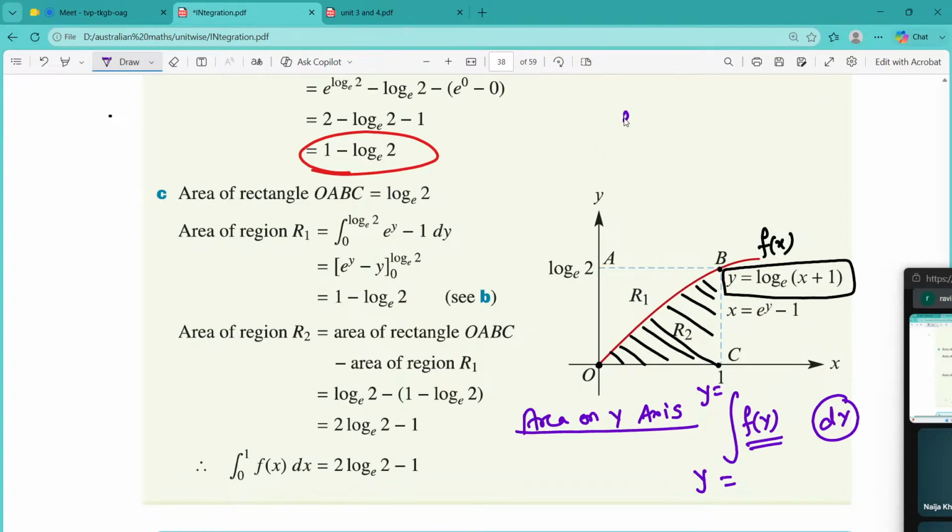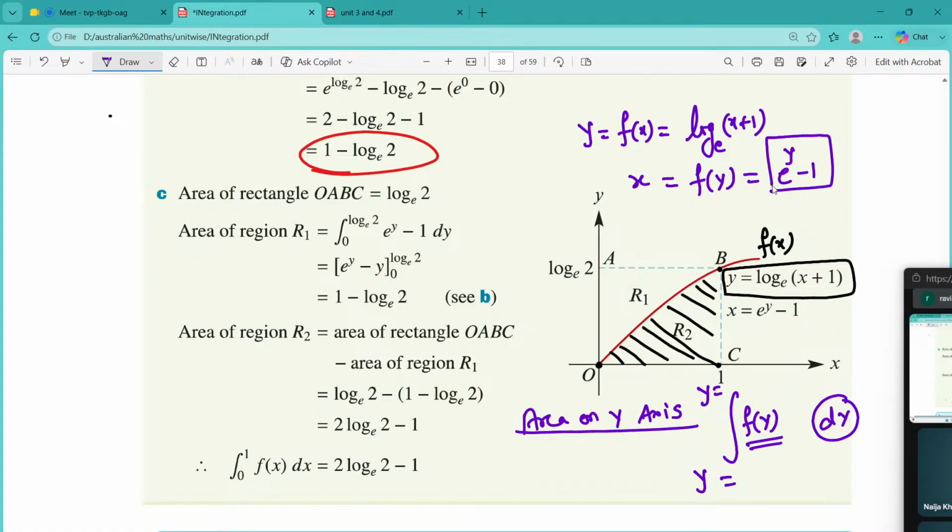Initially your y is equal to f of x. We write it generally as log e of x plus 1. Now I have to find f of y. How will you get f of y? You have to write x is equal to f of y. This is nothing but your inverse function. You have written the reverse thing. Now, what is the f of y? We have already calculated it: it is e raised to power y minus 1. Are you getting this, Nisa?